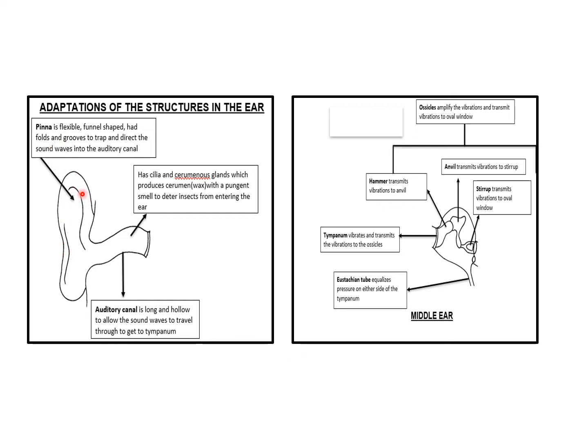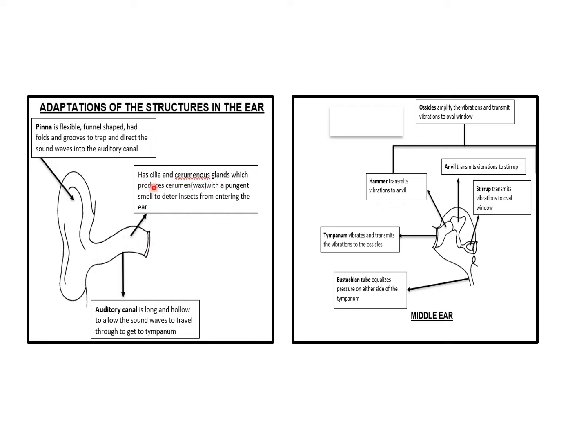Right, this part here is the pinna. The pinna is flexible because it's made up of cartilage. It's funnel shaped, it has these grooves, and it's used to trap and direct the sound waves. It collects the sound waves and directs them to the auditory canal. The auditory canal is this long part. It's long and hollow to allow the sound waves to travel through, and then it will hit the tympanum or the tympanic membrane.